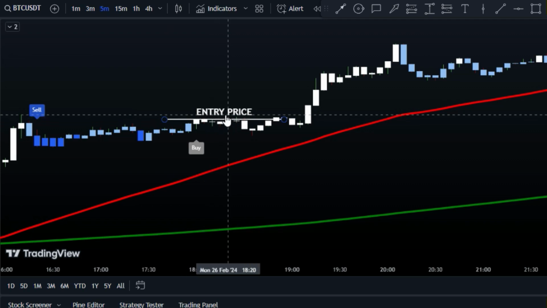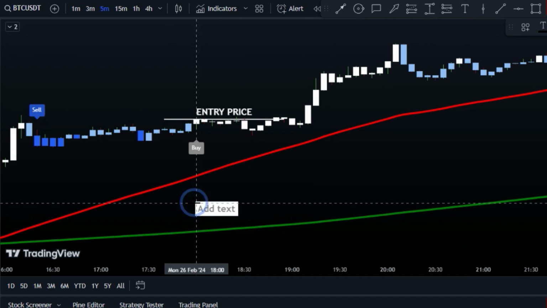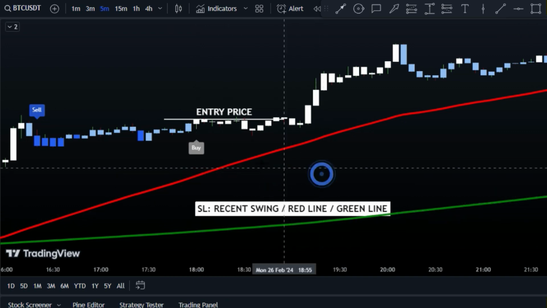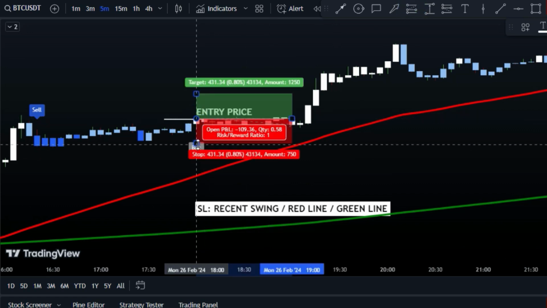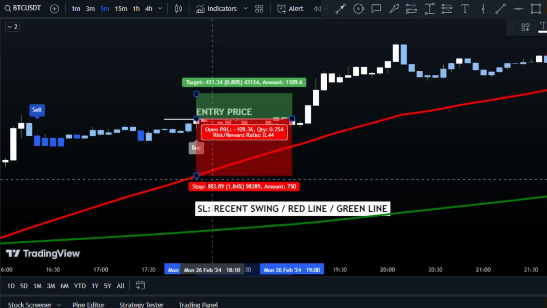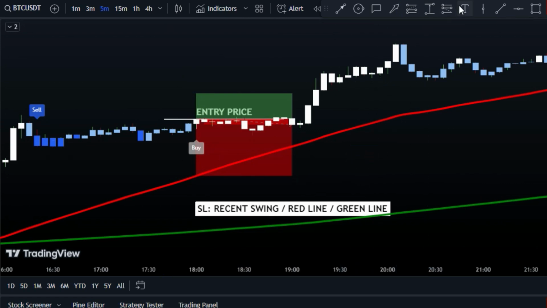Next, it's crucial to manage risk by setting a stop loss for the trade. The stop loss protects your investment by automatically closing the trade if the market moves against you. You can determine the stop loss level using various points of reference, such as the recent swing low, the red line, or the green line. By incorporating a stop loss for your trade, you'll be taking a proactive step toward proper risk management.